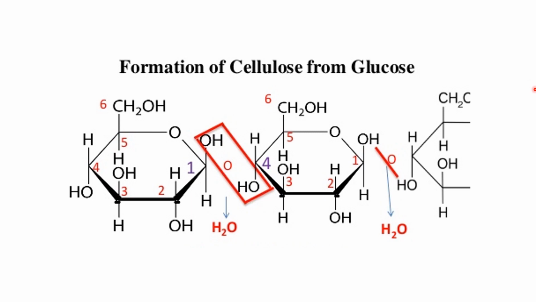See here, this is the linkage: the 1 OH group, that is the beta, combined with the 4 OH group. H2O is eliminated, and an oxygen linkage is formed. Again, see, the first OH group of this molecule combined with the 4 OH group of another molecule. H2O is eliminated, and an oxygen linkage is formed. This is the formation of cellulose from glucose molecules. Is it clear? Take down.